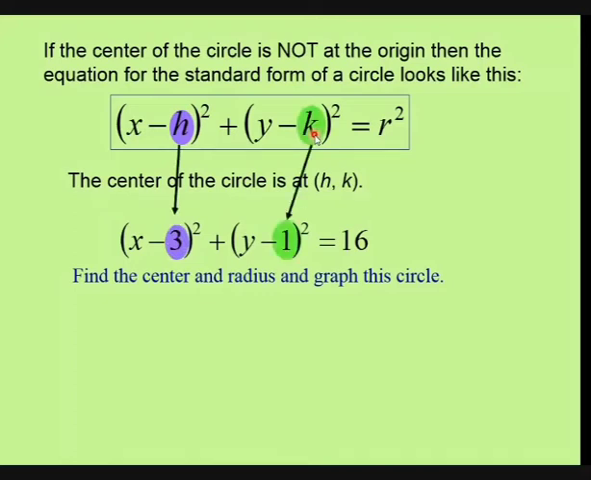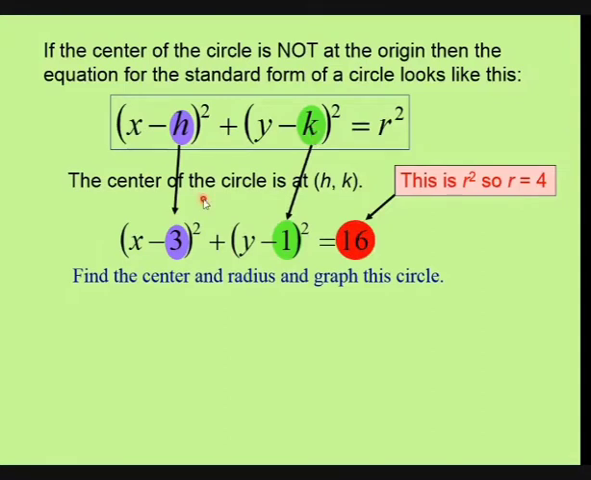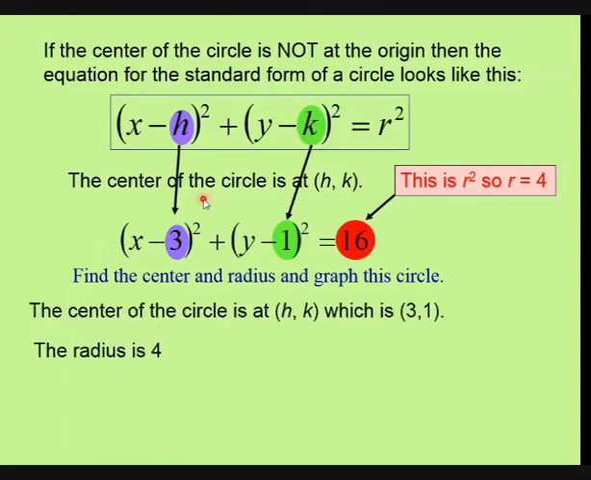h is 3, k is 1, r squared is 16. So therefore, the center of the circle (h, k) is at 3, 1. Because we have the value of h equal to 3 and the value of k equal to 1. So we have 3, 1. How did we get the radius, which is 4? The right side of the equation is 16, and this is r squared. And for you to be able to get the value of r, or the radius, all you need to do is get the square root of 16, and that is 4.